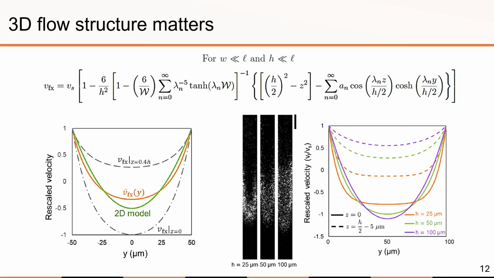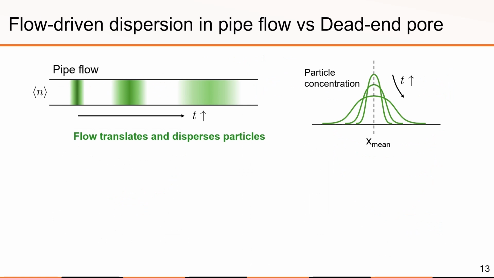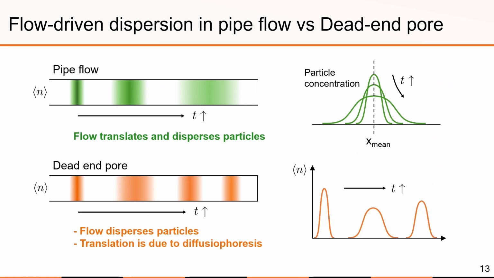From this analysis, we can conclude that it is primarily the diffusiophoretic velocity that translates the particle patch, and it is the diffusiosmotically induced liquid flow that disperses the patch to the widths corresponding to the local flow velocity. We noted that such a configuration is similar to the flow-driven dispersion problem in a pipe flow. The only difference is that in the pipe flow, the patch translates and disperses by the imposed flow velocity, whereas in our system, the patch translates at the diffusiophoretic velocity and disperses by the flow velocity.